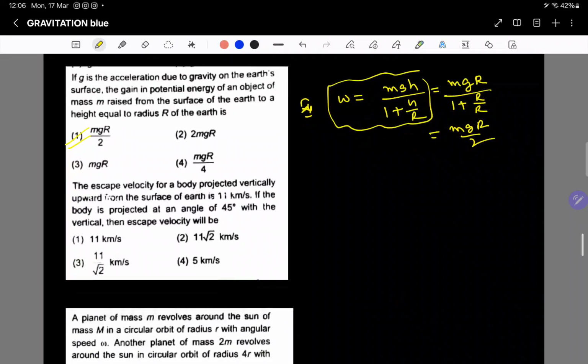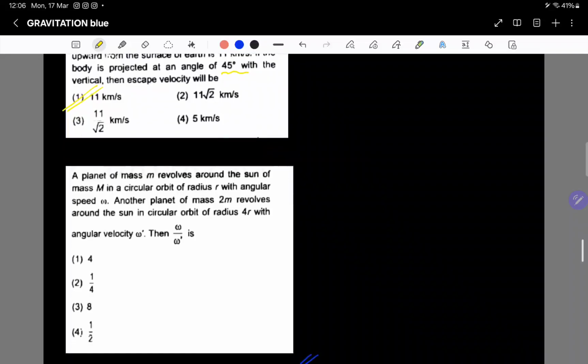Next, the escape velocity of a body projected vertically upwards from the surface of the earth is 11 km per second. If the body is projected at an angle of 45 degrees, again it does not depend on the angle of projection. Escape velocity is 11 km per second only.